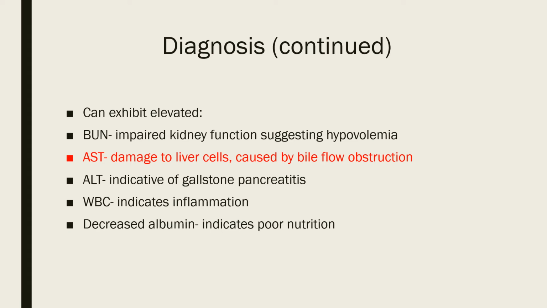The ALT may also be elevated, and this could be indicative of gallstone pancreatitis. WBCs, if elevated, will indicate inflammation. And then again, ladies and gentlemen, listen up one more time. A decreased albumin level will indicate a poor nutritional status.